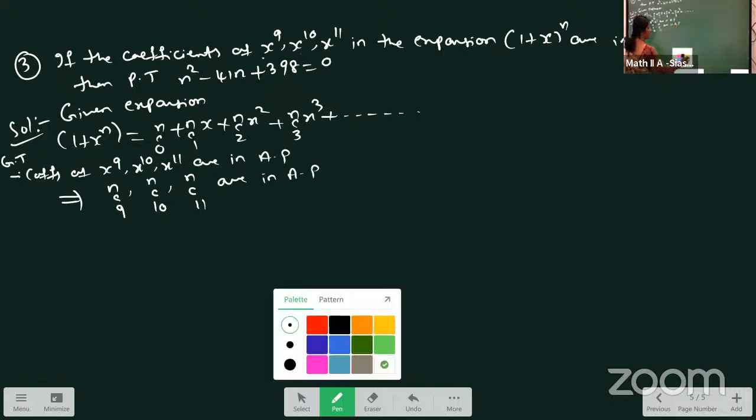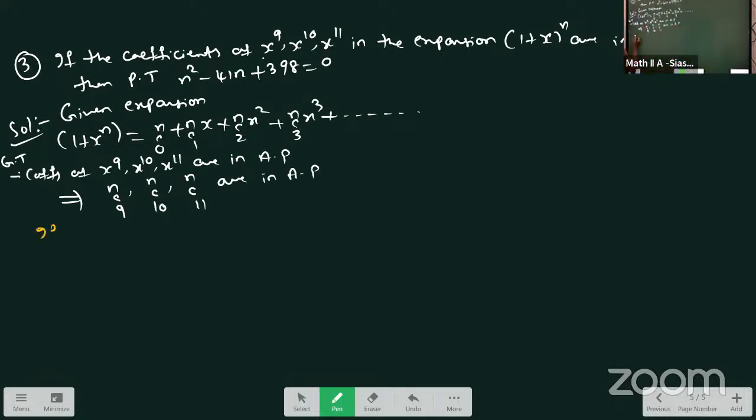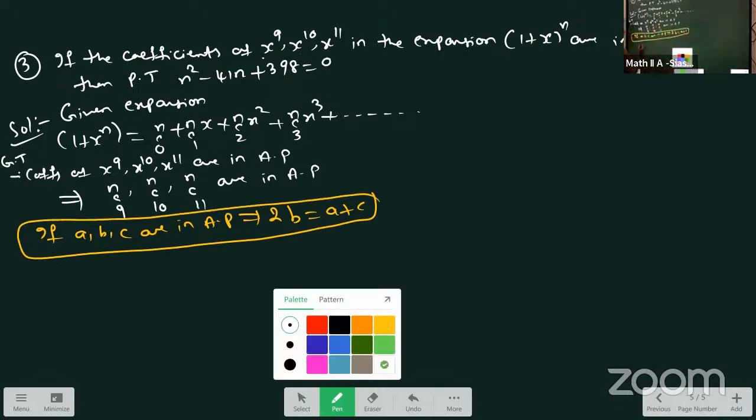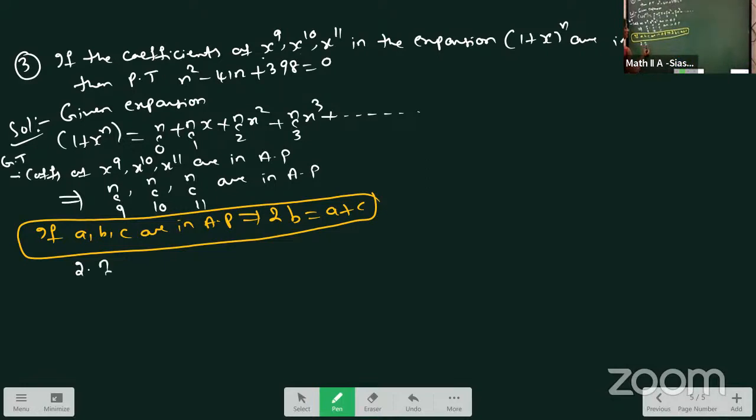Again, we have a basic concept. If A, B, C are in AP, what is the formula? If A, B, C are in AP, we can write 2B is equal to A plus C. By applying this concept, we will get the above equation: 2 into B, meaning NC10, is equal to NC9 plus NC11.